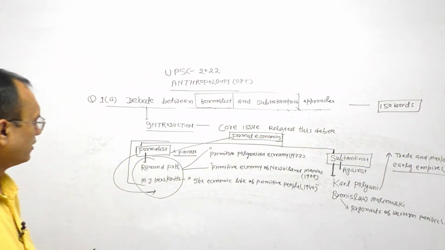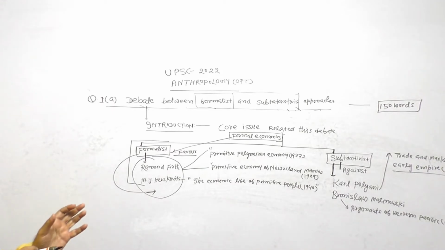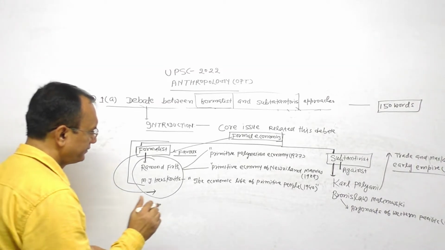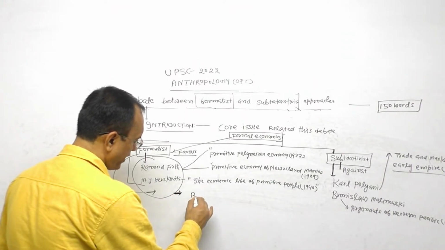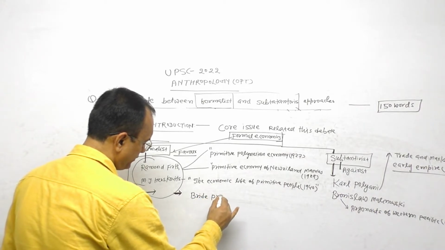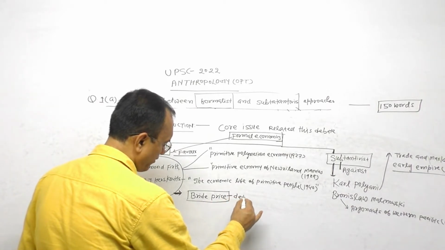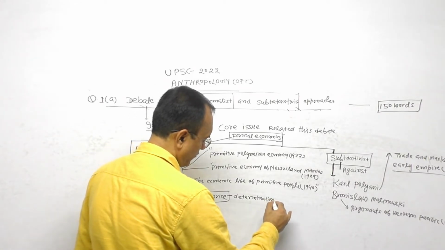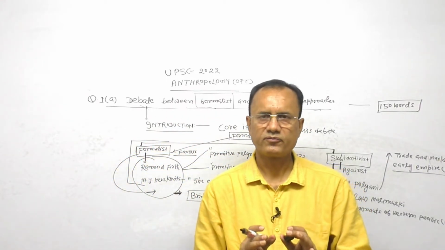Right? And they give some important examples in favor of their approach. As for example, formalists did a study of bride price. Determination of bride price in tribal society on the basis of the formalist view.